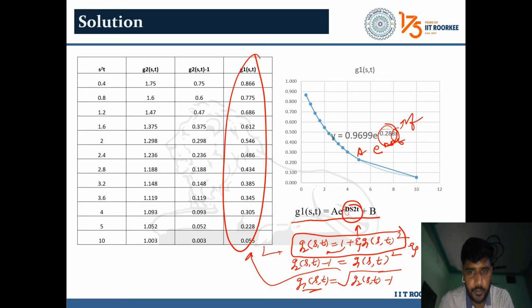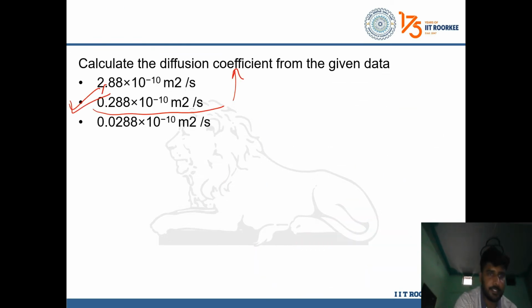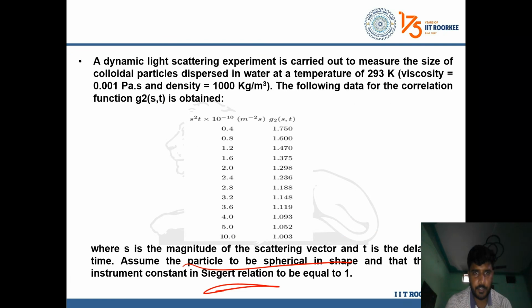Okay. Sorry. So the x value is on the x axis. You have to put these values. That is x squared equals s t. So x equals the s square t value. This value will be of the diffusion coefficient that is mentioned here. Okay, 0.288 into 10 raised to minus 10 from here.